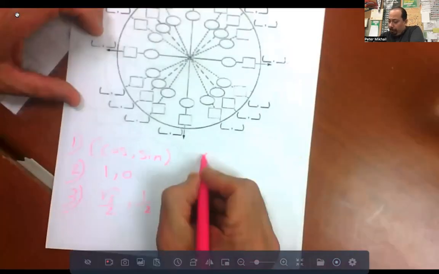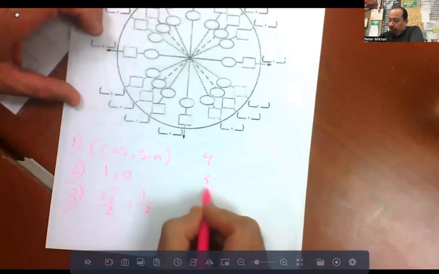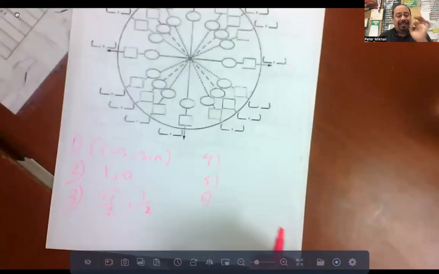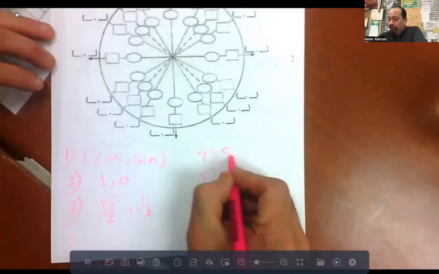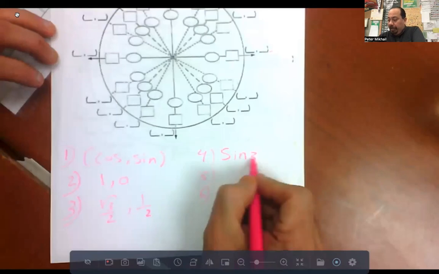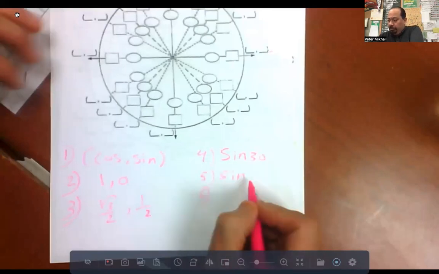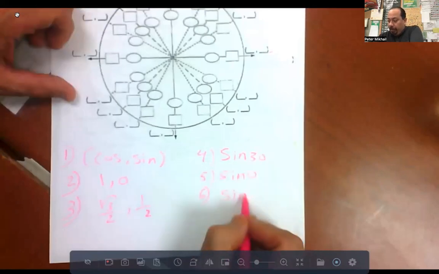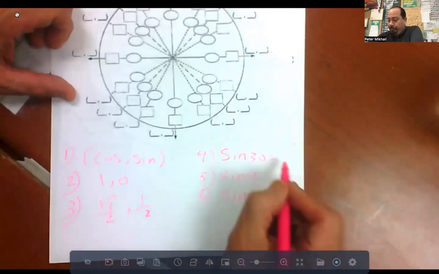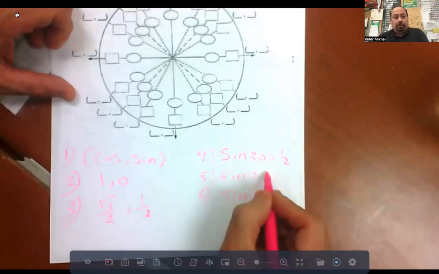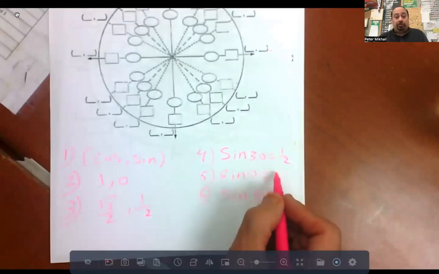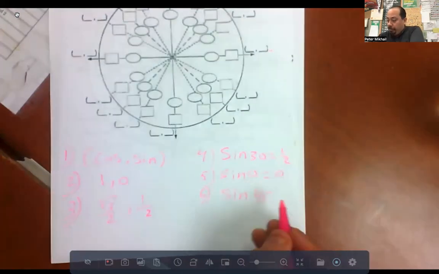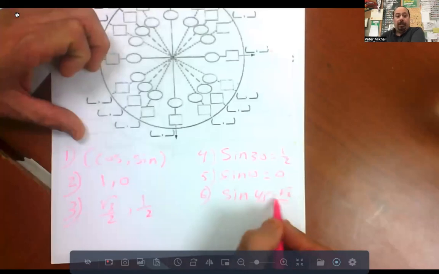Number 4, number 5, number 6. I want you guys to memorize 3 sines, S-I-N, not S-I-G-N. You need to know sine 30, sine 0, sine 45. Sine 30 is half. Sine 0 equals 0, always when you put the 0, they go together. Sine 45 is radical 2 over 2.